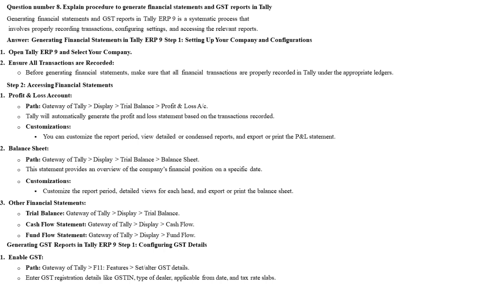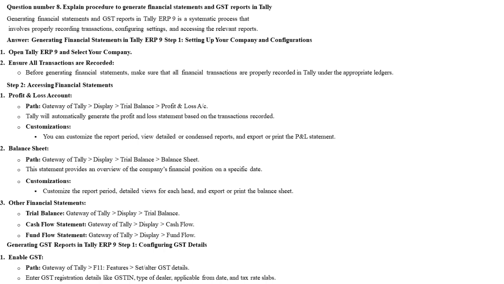3. Other financial statements. Trial balance: Gateway of Tally, Display, Trial Balance. Cash flow statement: Gateway of Tally, Display, Cash Flow. Fund flow statement: Gateway of Tally, Display, Fund Flow. Generating GST reports in Tally ERP 9.